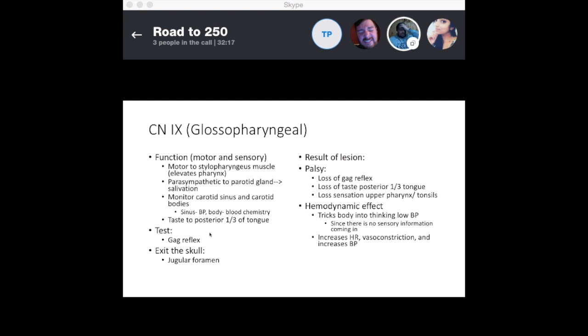If you have a lesion with this nerve, you're going to get a loss of the gag reflex, a loss of taste in the posterior third of the tongue, and you lose sensation of the upper pharynx or tonsils. But it also has a hemodynamic effect. It basically tricks your body into thinking that you have low blood pressure. Because there's no sensory information coming in from the glossopharyngeal nerve, the body will increase your heart rate, vasoconstrict, and increase your blood pressure. So this is kind of important with blood pressure control in our body.